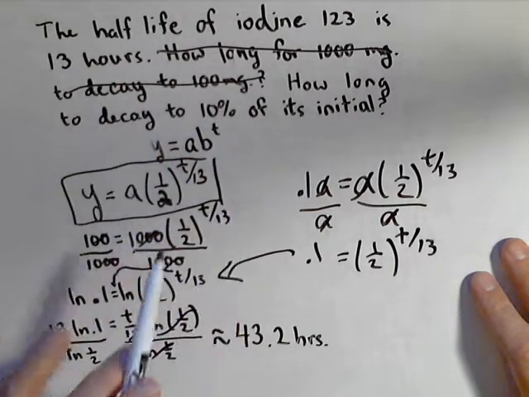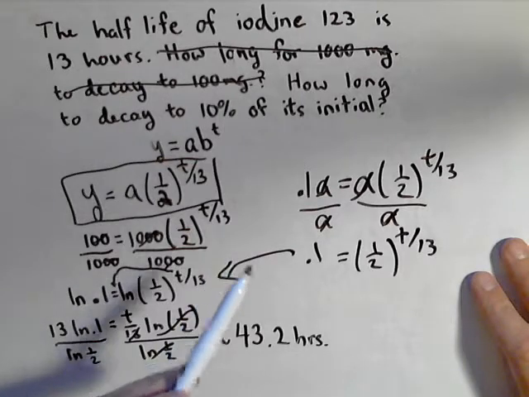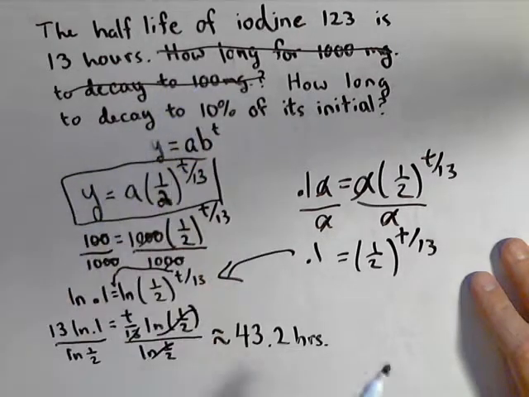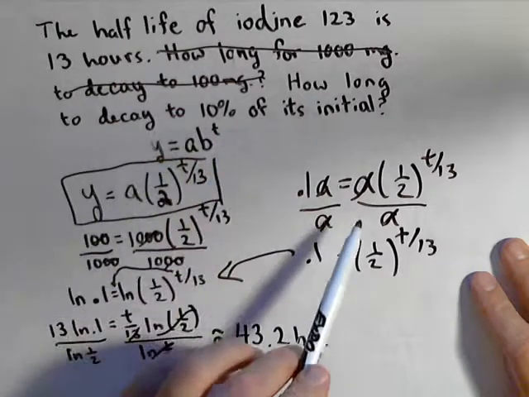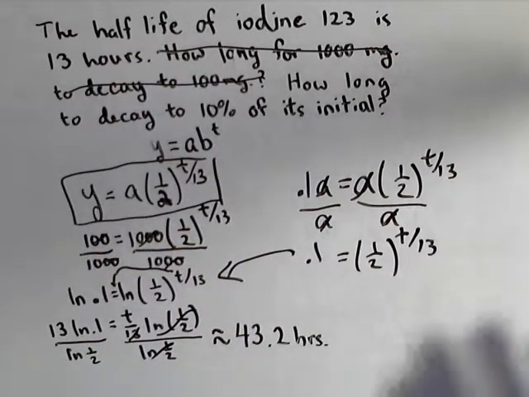So there's two different ways of asking the question. One, they could give you the initial and ask how long it takes to go down to a certain amount, or they could just say how long until a certain percent is left, because there is actually enough information in that case.